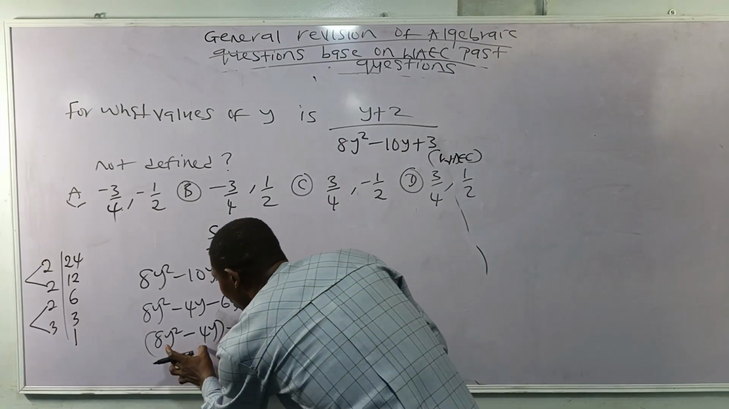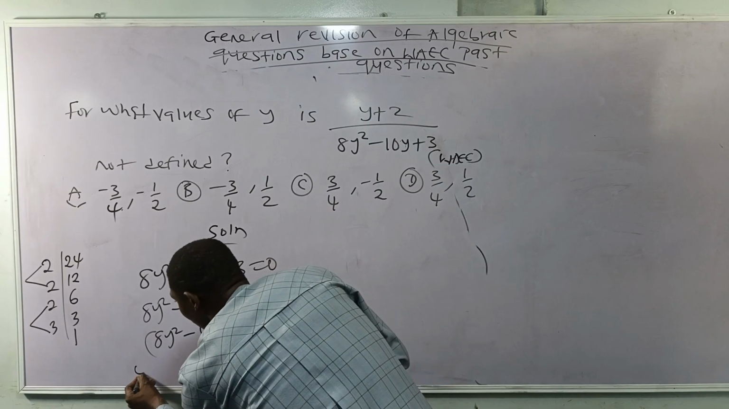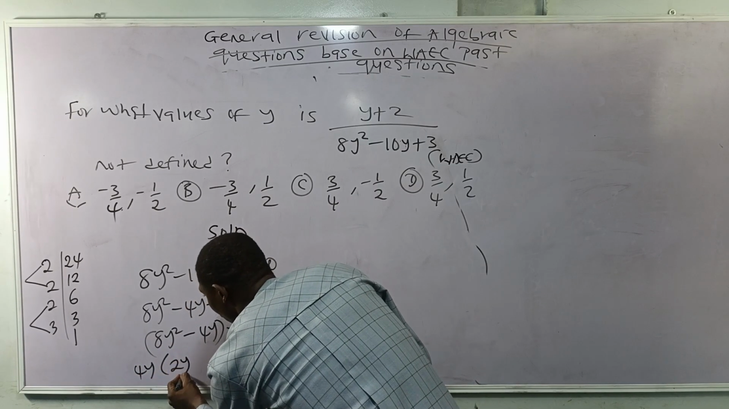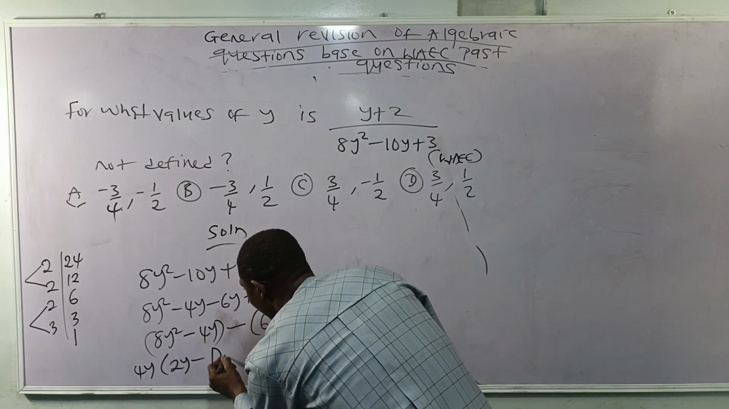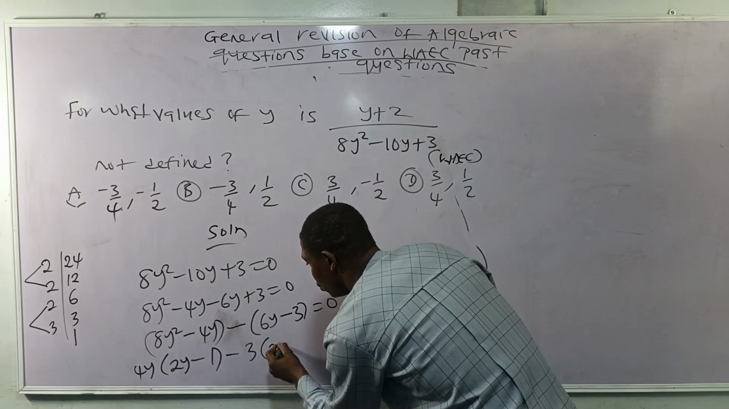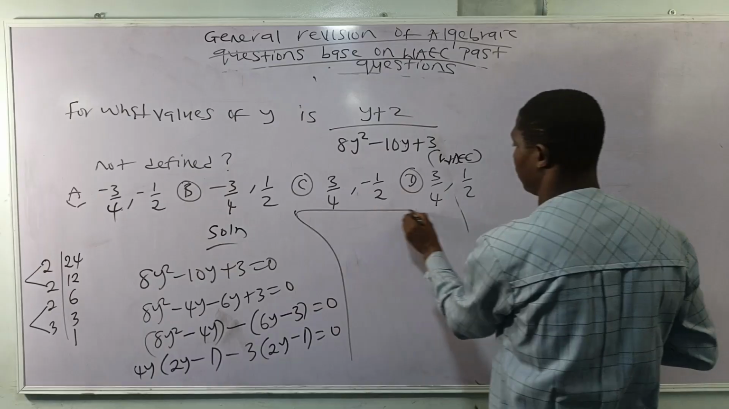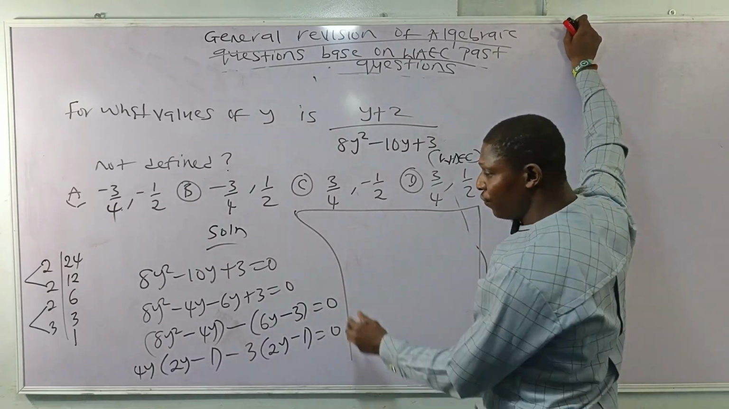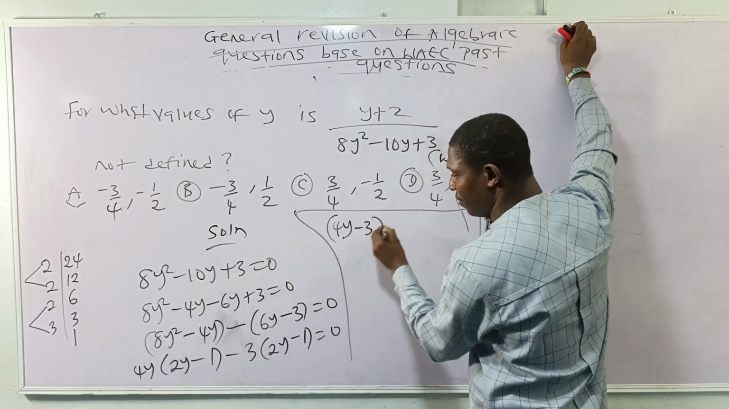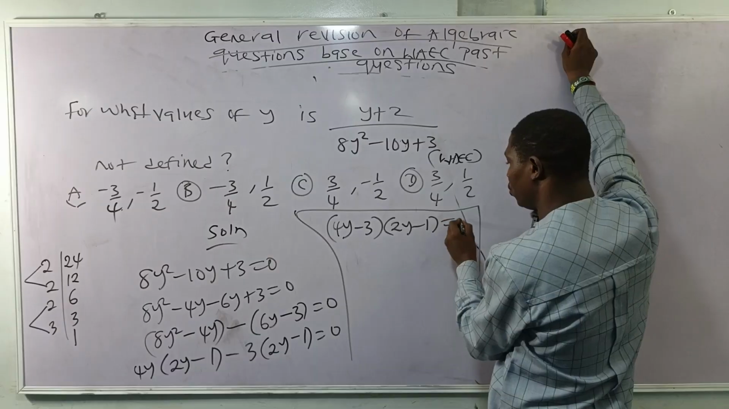And what's common here is 4y. So I have 4y brackets 8 divided by 4 is 2. Y squared divided by y is y. Minus 4y divided by 4y, 1. Minus what's common here is 3. 6y divided by 3 will give me 2y. And 3 divided by 3 is 1, equal to 0. So since these two brackets are the same, I'll have my 4y minus 3 in brackets. Pick one of these. I'll have 2y minus 1 equal to 0.